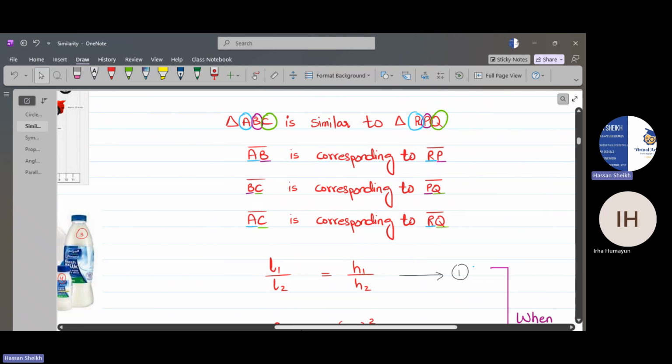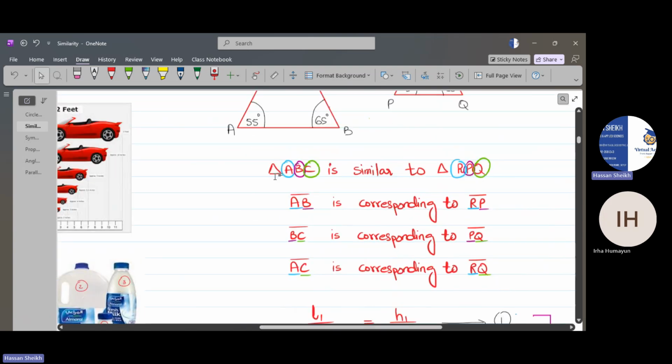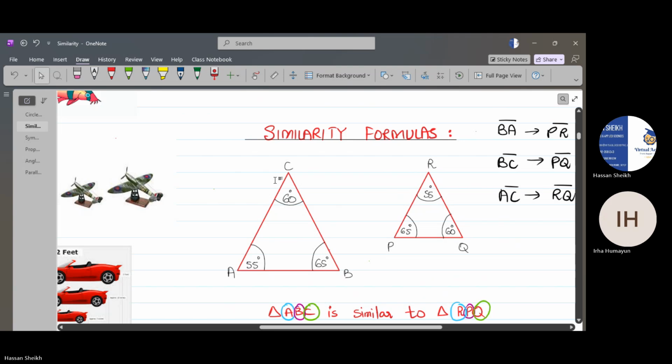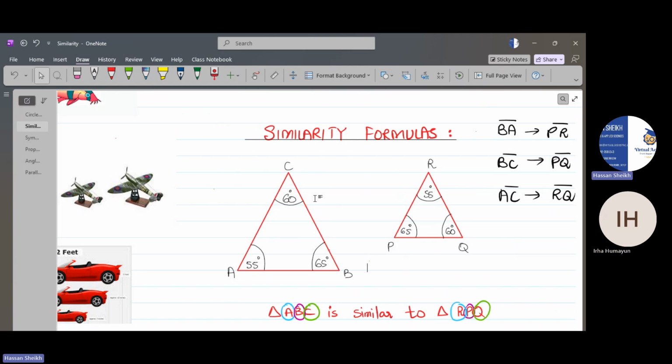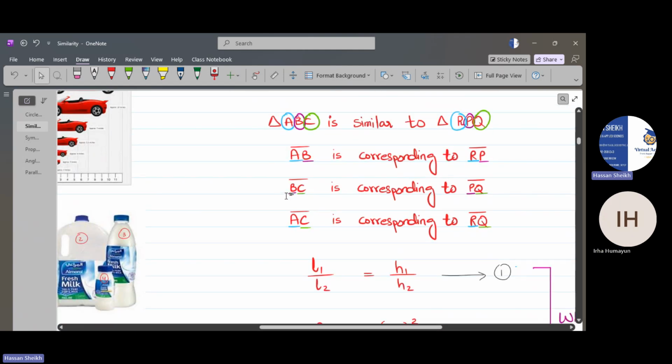Now let's start with similarity. Any doubt in understanding what similarity means? No doubt, sir, until now, whatever we have studied. Do you have any doubt until now? No, sir. Okay, now let's understand the three formulas of similarity.